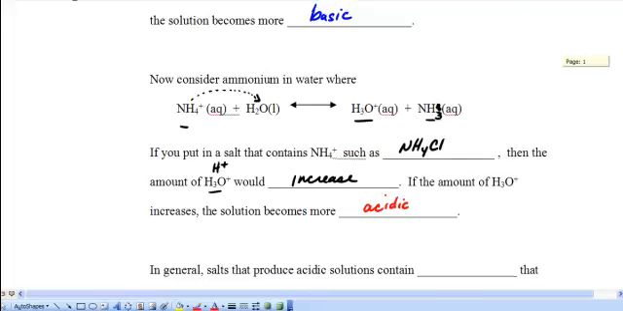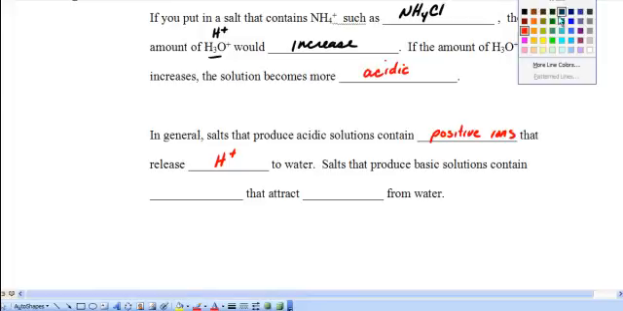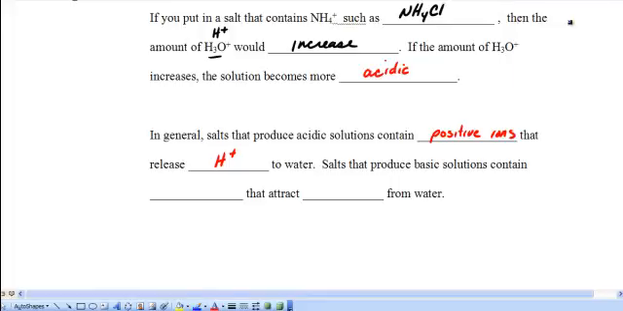So here's the deal in terms of acid-base properties of salts. Salts that produce acidic solutions contain positive ions that release the hydrogen to the water. So therefore they're behaving as an acid, and therefore it makes the solution more acidic. On the flip side of that, salts that produce basic solutions contain negative ions, or anions, that attract the hydrogen from the water, therefore making hydroxides.